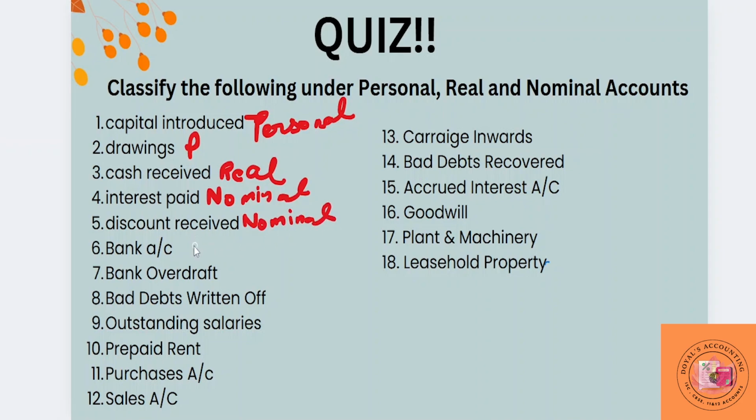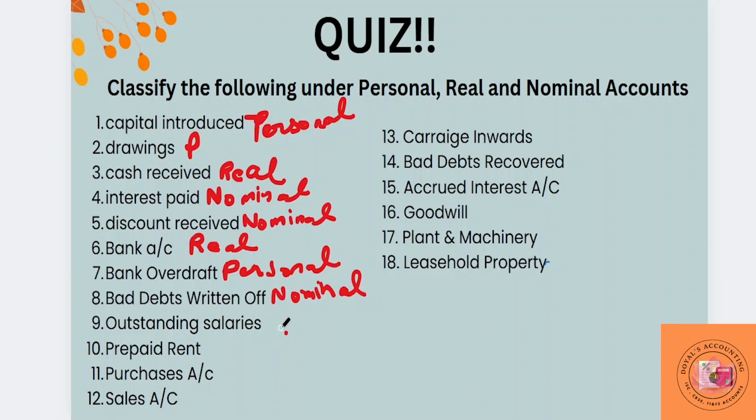Bank account is again an asset, so we will treat it as a real account. Bank overdraft is a loan, and this is a liability that we owe to the bank. Thus, it will be a personal account. Bad debts written off will be classified under nominal account. Okay, what is a bad debt? Bad debts are basically that sum of money which the company is not able to recover from their debtors. So, bad debts written off will be a loss to the business, thus, it will be classified under nominal.